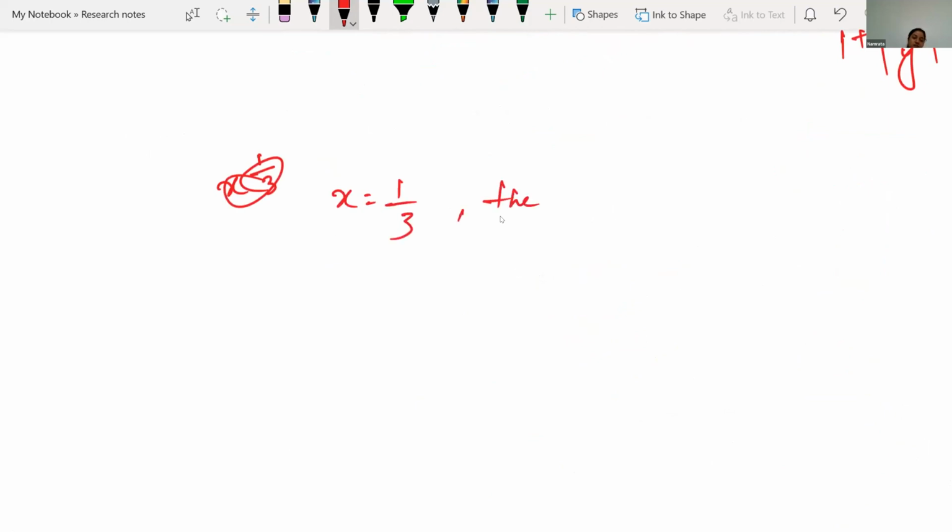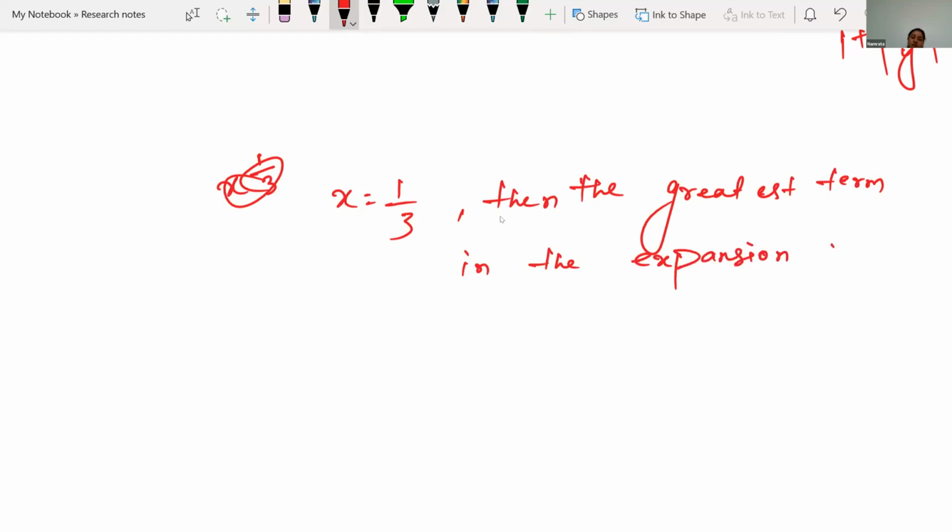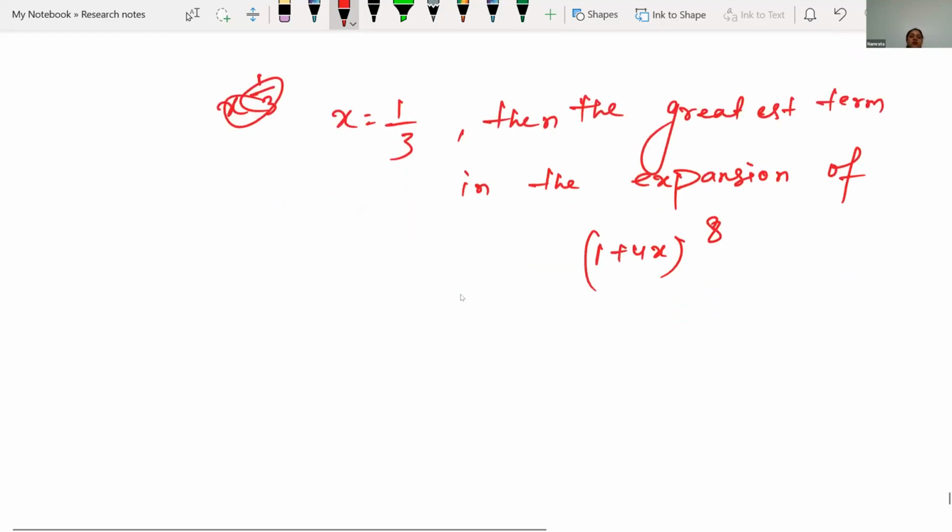When the value of x is already given, x is equal to 1 by 3, then find the greatest term in the expansion of 1 plus 4x to the power 8. Can you please tell me quickly what we will be doing over here?